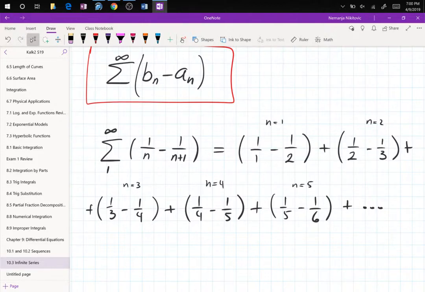They keep canceling each other out. Negative a fourth plus a fourth. Negative a fifth plus a fifth. Oh yeah, we'll get that. That's exactly what's happening.